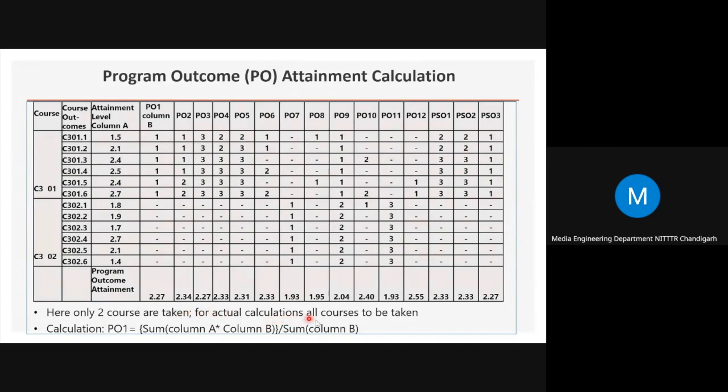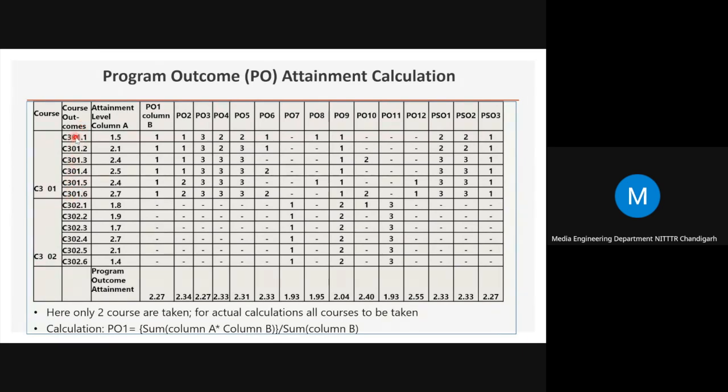For actual calculation, all courses are to be taken, right? This slide is showing only two courses. In actual, there will be all the 35, 40 courses which are required for this PO attainment calculation. So all the courses will be taken. For each course, we'll write the course outcomes.